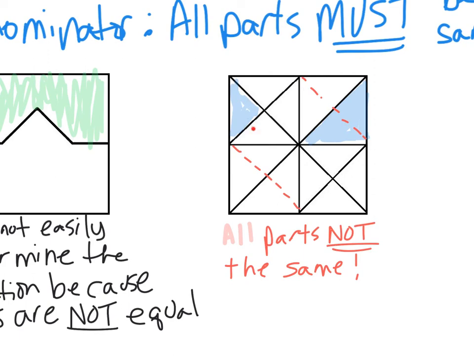And I have 1, 2, 3, 4, 5, 6, 7, 8, 9, 10, 11, 12, 13, 14, 15, 16. So now that I have equal parts, I can say 16, and I've got 1, 2, 3 parts shaded. So 3 parts out of 16 total parts. And once I have all my parts the same size, then I can go ahead and come up with a fraction of it that is shaded.